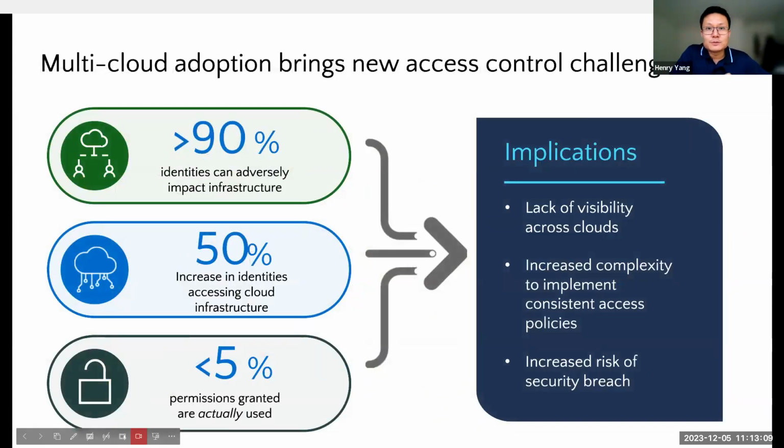So multi-cloud adoption really brings some new access control challenges. Like we see from the slide, over 90% of identities can be adversely impacted for the infrastructure, there is a 50% increase in identity access to cloud infrastructure, and really only less than 5% of the permissions actually granted are actually used. Still, many organizations are only using the global admin to do most of the work, which is really generating lots of risks there. So that's why we are very happy today to partner with HashiCorp to talk about how we can help you to secure the multi-cloud infrastructure.